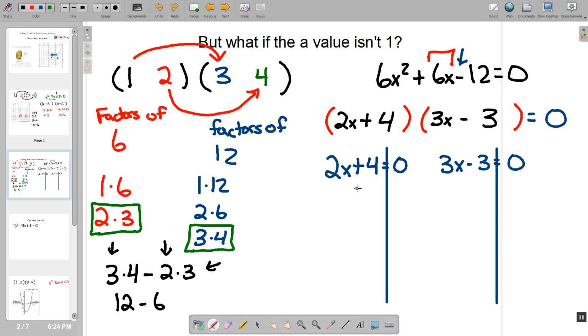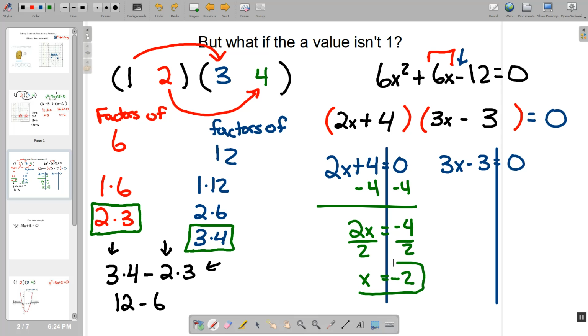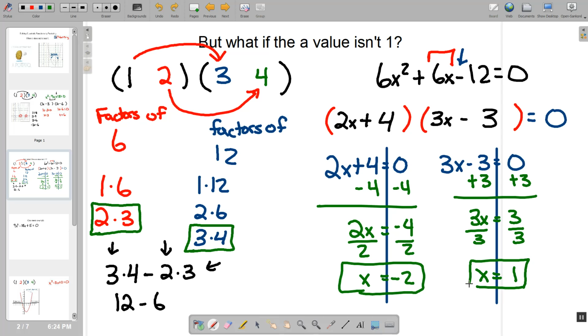This equation, I'm going to subtract 4 from both sides. 2x equals negative 4. I divide by 2, and I get x equals negative 2. Second problem, I add 3 to both sides. I get 3x equals positive 3. Divide both sides by 3. So x equals positive 1.